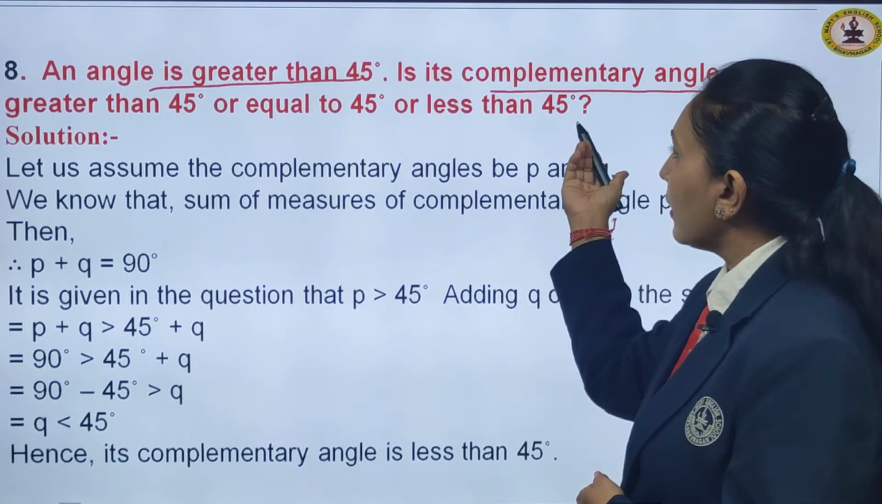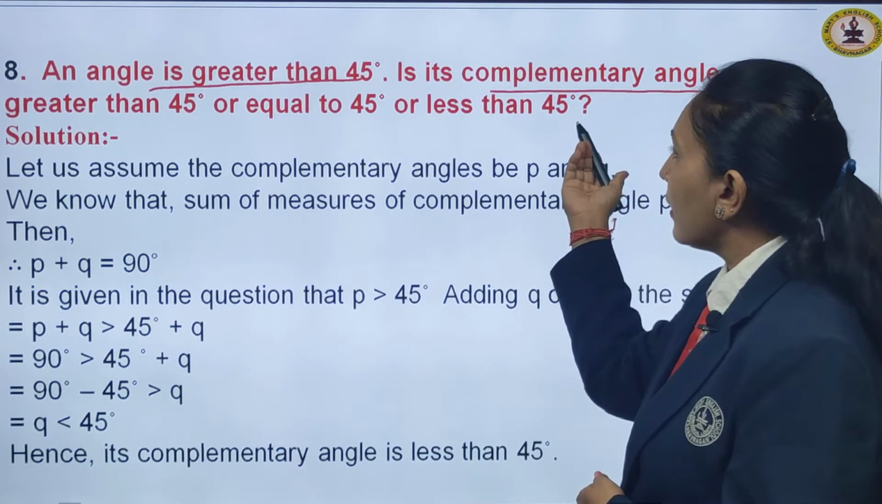Now let us assume the complementary angles to be P and Q here. So two angles that are complementary I have taken as P and Q. According to that, children, the complementary angles sum up to 90. That means P plus Q is 90 degrees. Now it is given in the question that P is greater than 45. The first angle I have taken as P, that is greater than 45.